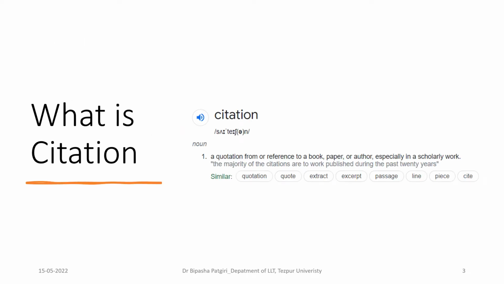Citation is a quotation. This is a Wikipedia definition, but this is just for you to understand. This is nothing to actually remember or cite. It is a quotation from or reference to a book or a paper or author, especially in a scholarly work. So citation is needed when you take some help, some intellectual guidance or some intellectual borrowing from other sources or other available resources.